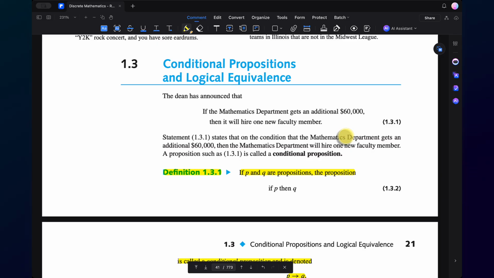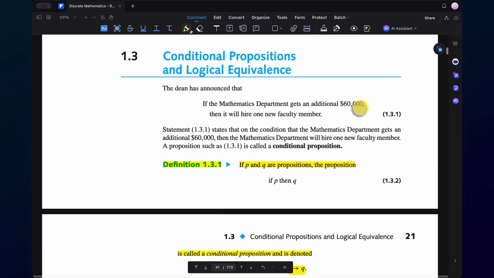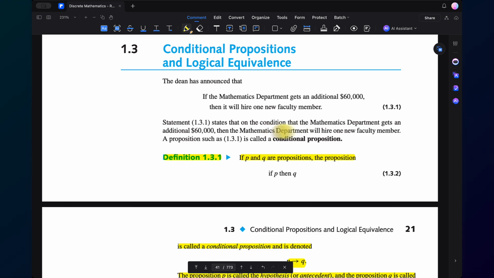Okay, conditional propositions and logical equivalence. So we're going to look at things called conditional propositions. Here's an example. The dean has announced, he says, if the math department gets an additional $60,000, then it will hire one new faculty member. This is Statement 1.13, a conditional proposition.